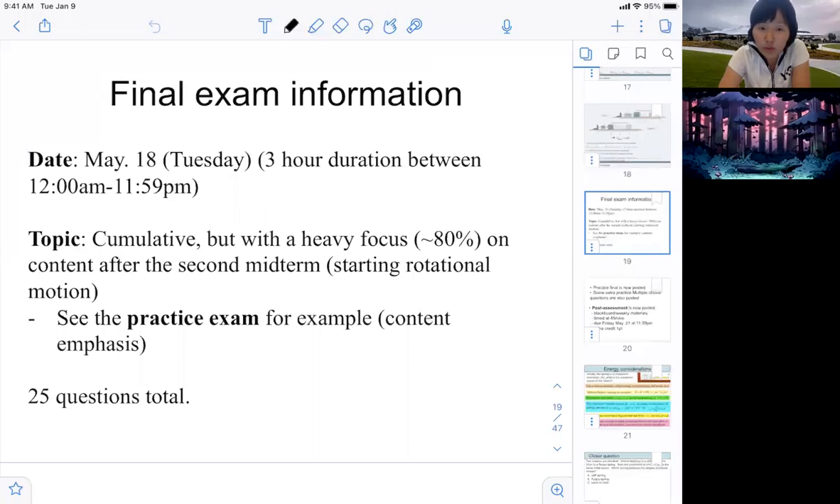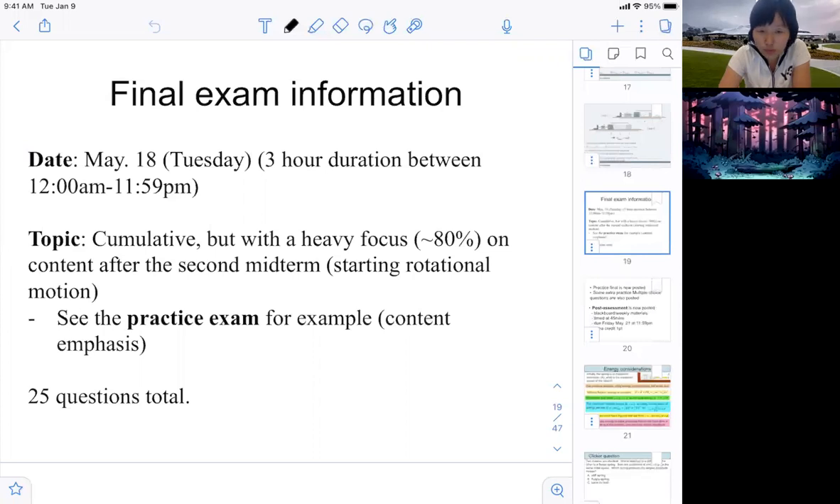The final will be cumulative, but mostly with a really heavy emphasis on the content after the second midterm. So you can focus most of your studying on this after the second midterm, when we started doing the rotational motion, the rotational kinematics.